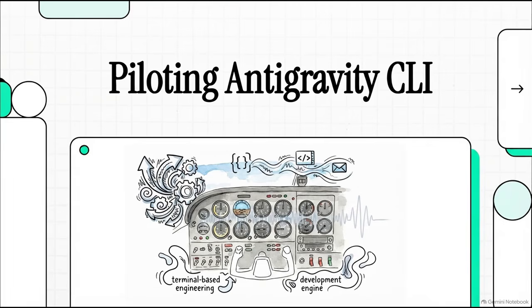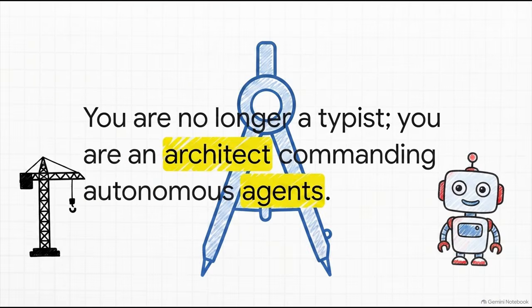Welcome to this explainer. Look, today we're throwing out the old playbook. We are going to completely rethink how we interact with our tools. Instead of treating the Google Antigravity CLI like just another standard chat window, we're going to treat it exactly like what it really is, the interactive control panel of a powerful autonomous development engine. You know it, and I know it.